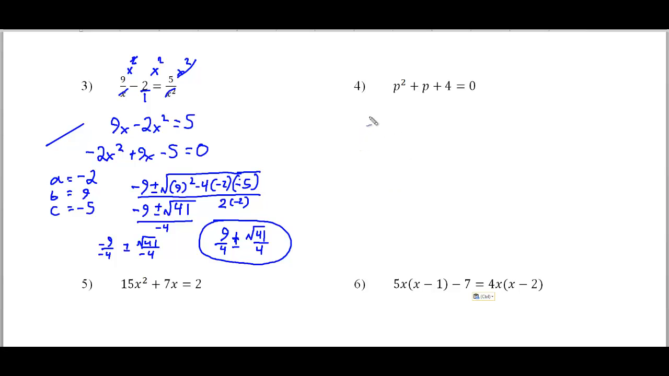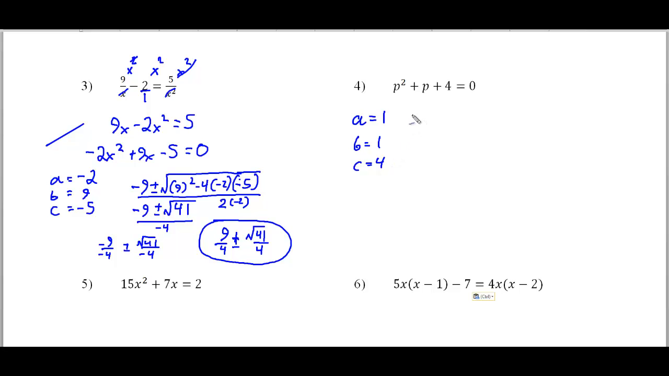Problem number 4 is given to us straight up without any kind of manipulation necessary. So you might be wondering, well, what's the catch? And there is a catch in this problem. Now, if you tried factoring this, there aren't two numbers to multiply to make 4 and add to make 1. 4 only has 2 and 2 and 1 and 4, and those don't make 1.